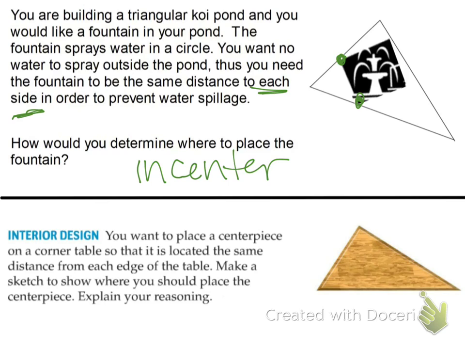Same thing on this next one. You want to place a centerpiece on a corner table so that it is located the same distance from each edge of the table. Make a sketch to show where you should place the centerpiece and explain your reasoning.